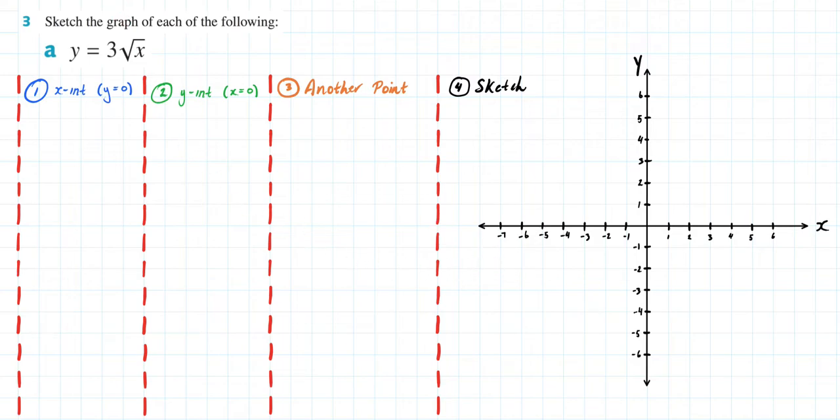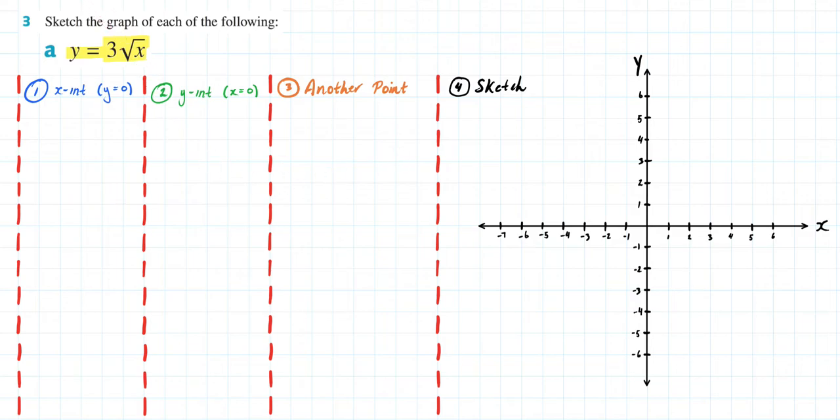So we are doing exercise 7b, and in this video, I'll be answering question 3a, which says, sketch the graph of each of the following, and we have y equals 3 square root of x. All I've done here is broken it up into 4 steps. Step 1, find x-intercept. Step 2, find y-intercept. Step 3, find another point. We're going to see why we're going to have to do this. And then step 4, sketch it.